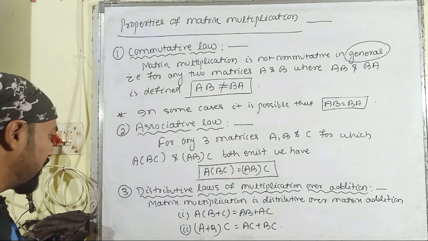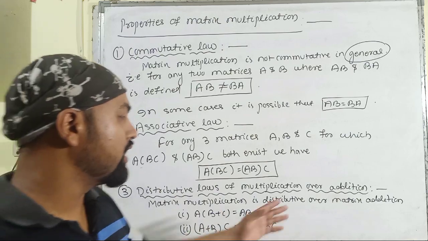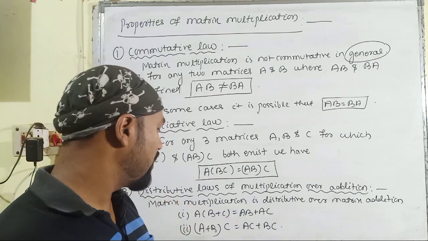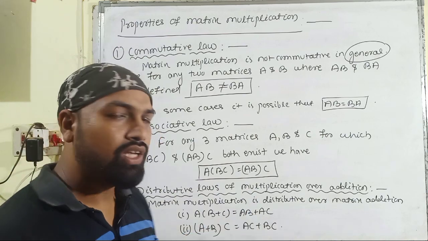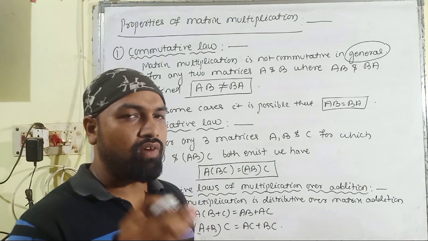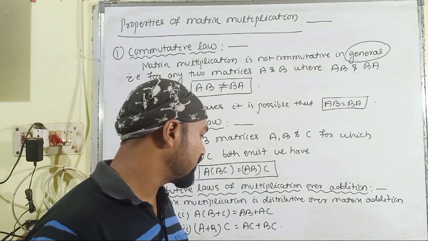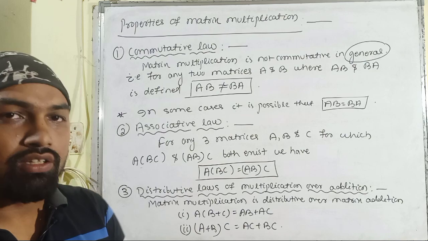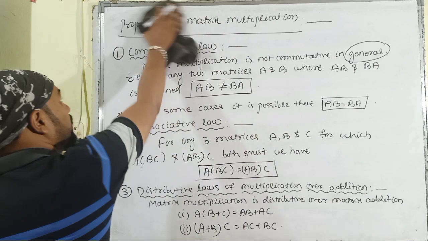Then moving towards the third one, distributive laws of multiplication over addition. Matrix multiplication is distributive over matrix addition. That means two types of distributive laws are there. The first one is A multiplied with the sum of B and C gives the result AB added with AC. The second one is the sum of A and B multiplied with the third matrix C, which gives the result AC added with BC. So these are three of the properties, and the rest are two more properties. We have to follow this and remember this.